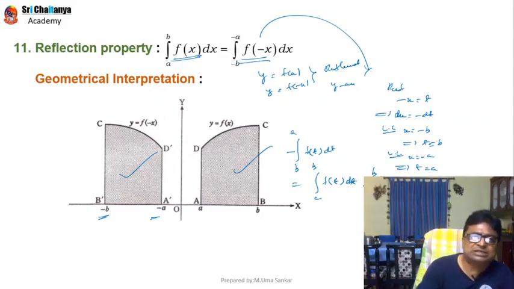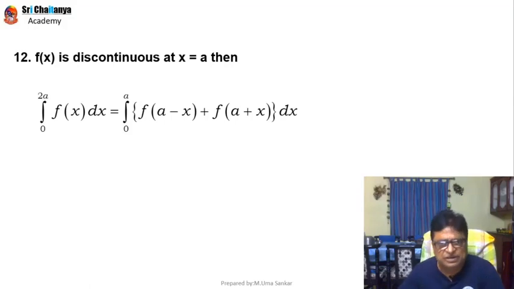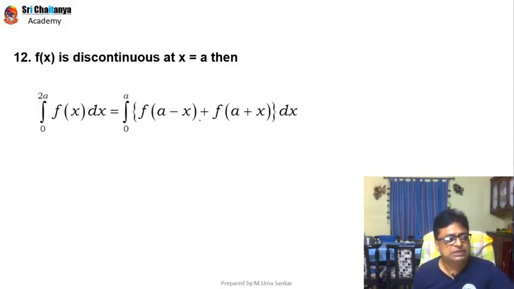Now the last property in this second part I am going to derive is: if f is a discontinuous function at x is equal to a, then integration 0 to 2a f of x dx is equal to integration 0 to a f of a minus x plus f of a plus x.